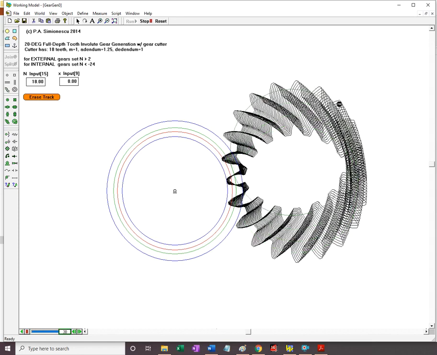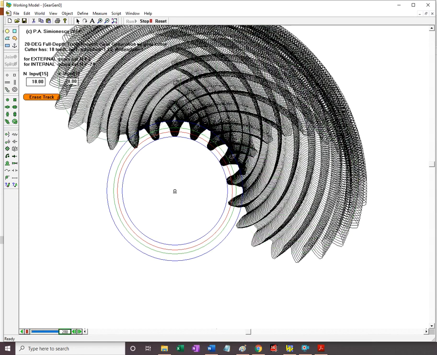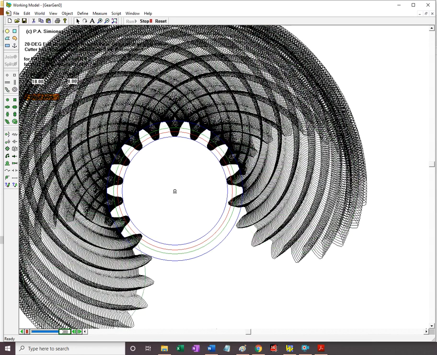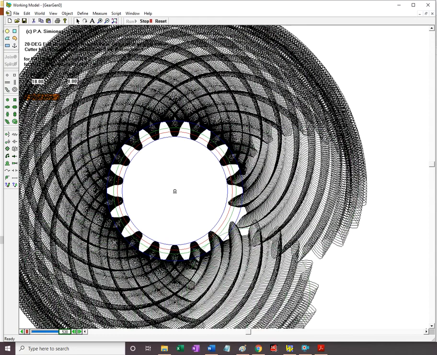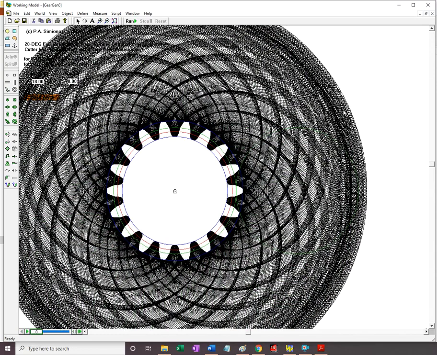If I hit run, what happens is the cutting tool is rolling without slip. The pitch circle of the cutting tool is rolling without slip on the pitch circle of the gear that's generated, and the envelope of the very many positions of the cutting tool is going to generate the tooth.